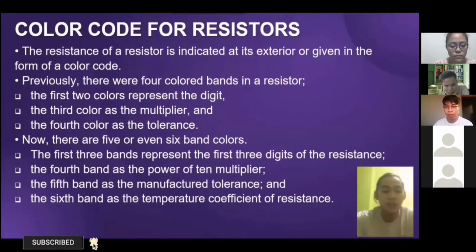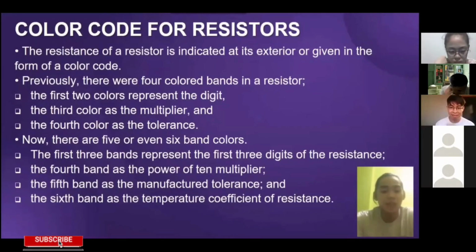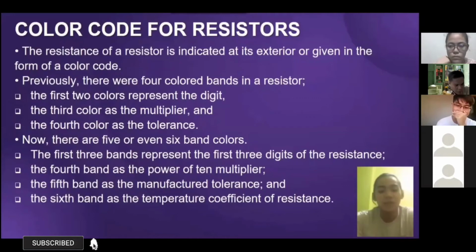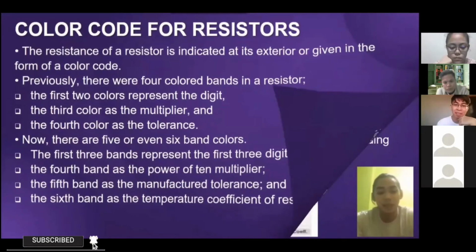The first 3 bands represent the first 3 digits of a resistance, the fourth the power of 10 multiplier, the fifth band the manufacturer's tolerance, and the sixth band the temperature coefficient of resistance.